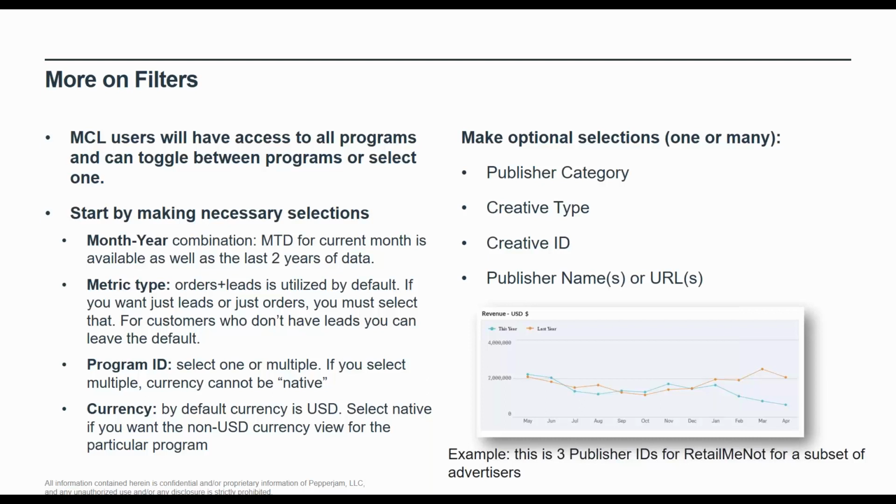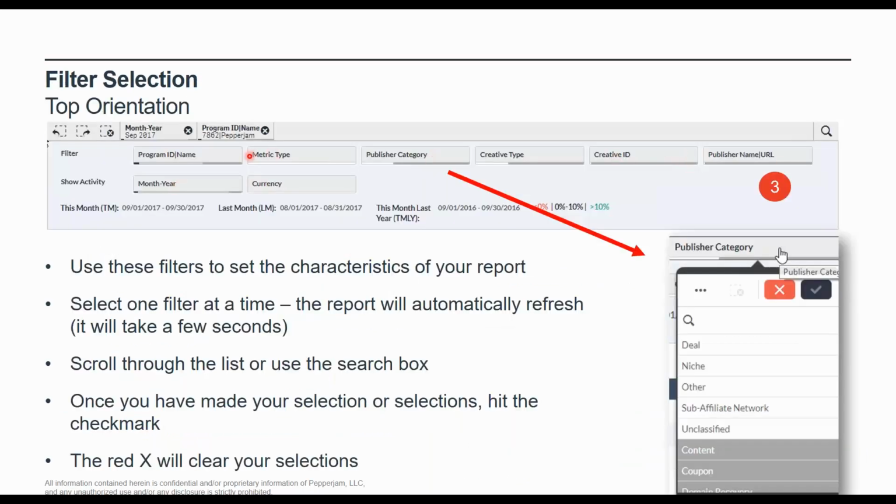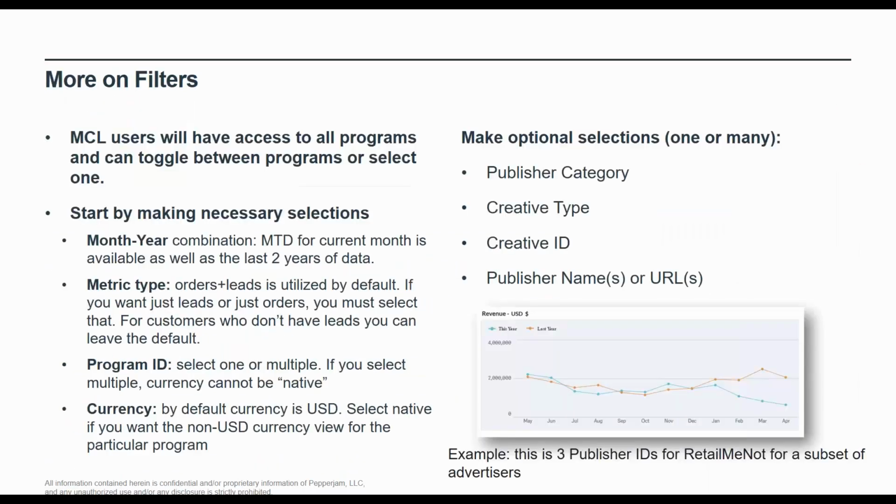And then you have lots of optional selections that you can apply: publisher category, creative type, creative ID, publisher name or URL. One of the cool things I like is sometimes we need to create multiple publisher IDs for a particular publisher, like Retail Me Not. If you wanted to get a trend of Retail Me Not across the 3 publisher IDs, you could select those 3 in your filter and view just a trend for Retail Me Not individually. So that's an example of the exploratory nature and flexibility that dynamic reporting offers.